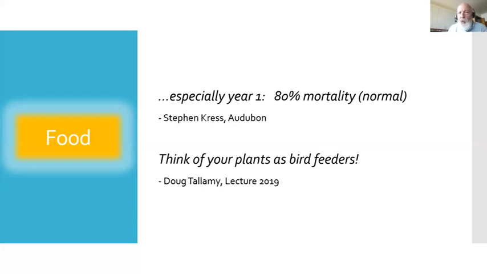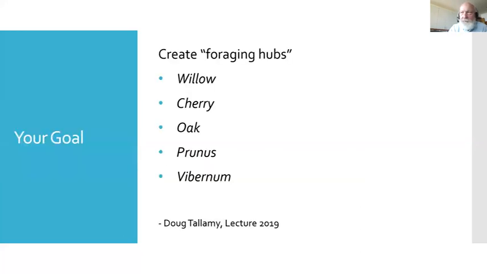To that point, we can do our part in helping birds have better chances in that first year if you think of your plants as bird feeders, as suggested by Doug Tallamy. Your goal: create a foraging hub in your landscape. Think about these trees and these shrubs that provide homes for insects as well as for adult birds.